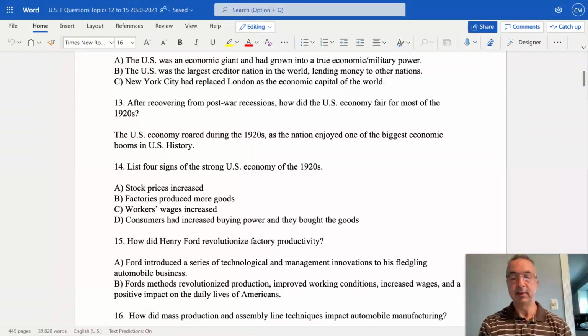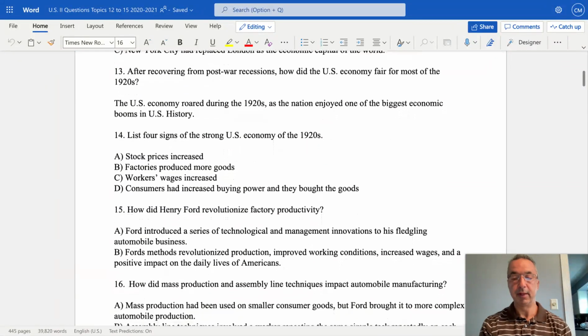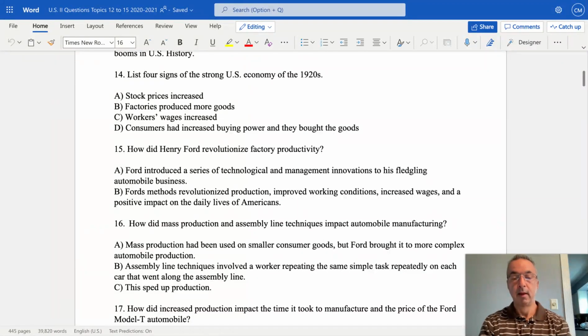16, we'll look at some of the techniques that he used, including mass production and assembly line techniques, and how they impacted the automobile industry. So mass production had been used on smaller goods, but Ford thought that it could be applied to more complex automobile production. The assembly line technique involves a worker repeating the same simple task over and over again. By doing this, it sped up the efficiency in production. So, of course, this was a net positive in terms of how quickly he could produce automobiles. 17, we're going to look at how this increased productivity impacted the price.